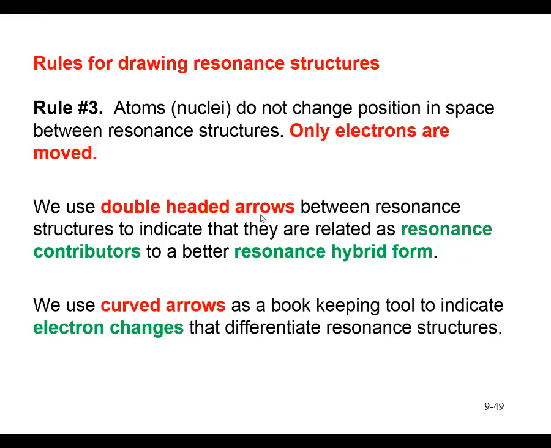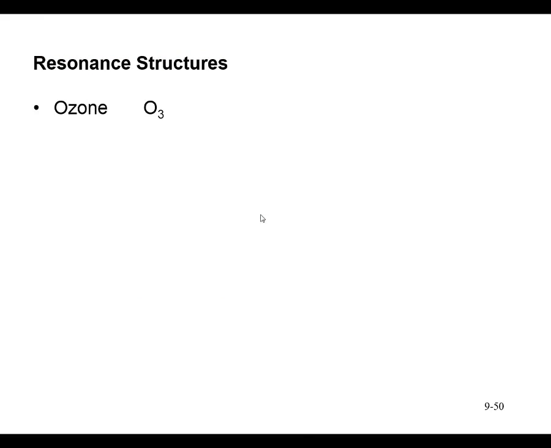Now if I show curved arrows, that often will indicate, as a bookkeeping tool, electrons that have moved, electrons that have changed their position from lone pairs or multiple bonds in the Lewis structures I've drawn. That will help me depict when I have an electron pair moving from a bond to a lone pair or from a lone pair to a bond in my structures. Now let's practice looking at a few of these. First of all, let's consider ozone.